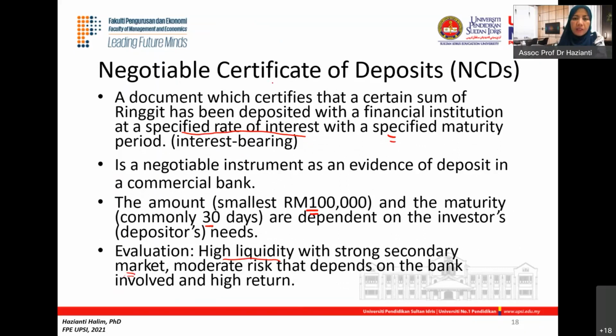Okay, so these are the options. The smallest is 100,000, but the multiples are in 50,000. Let's say I put 150, or 200, 250, so multiples of 50,000. Commonly 30 days, but it can be up to 5 years for the older NCD, and influenced by the OPR and also the base rate.